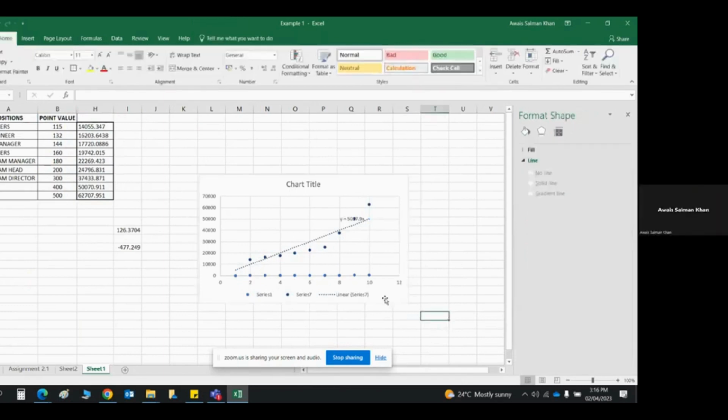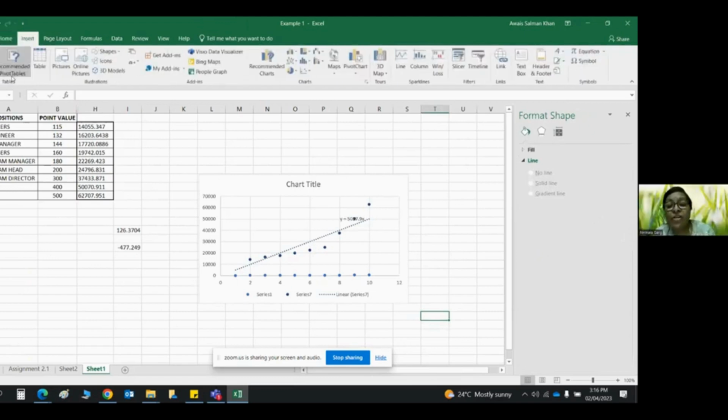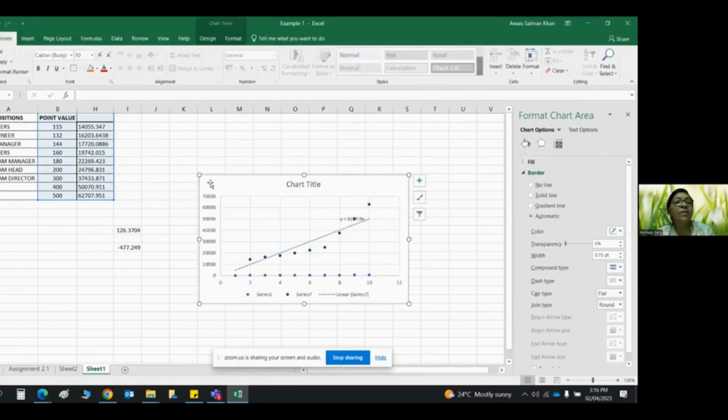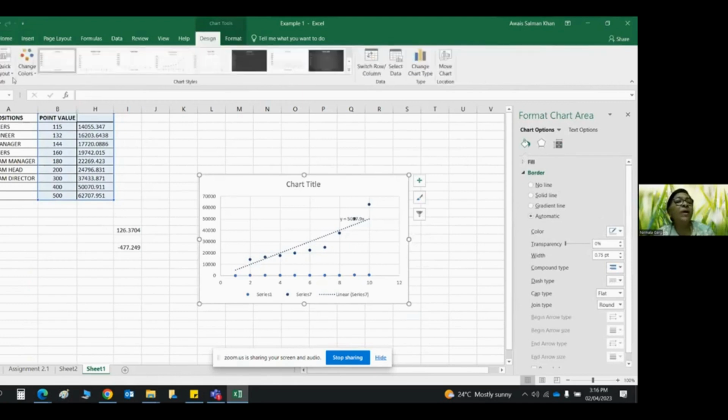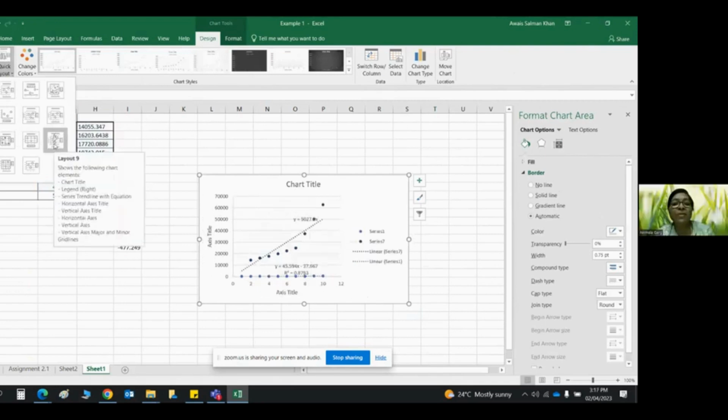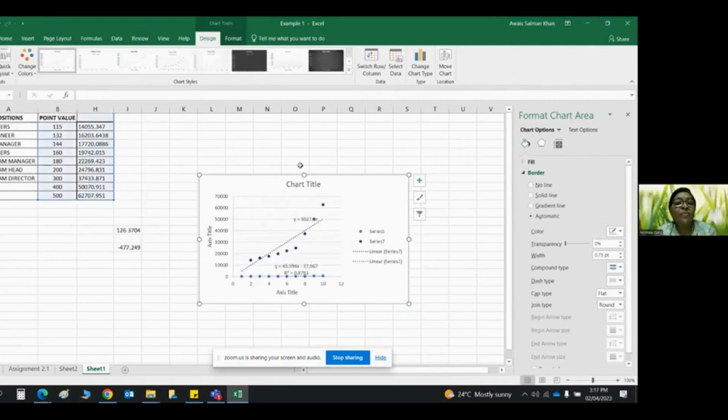Done. There is also another way if you have to do it. If you click on your chart, just click on that, you'll get it quickly. Under Home we can get FX and you will get the same thing. Now you are perfect.